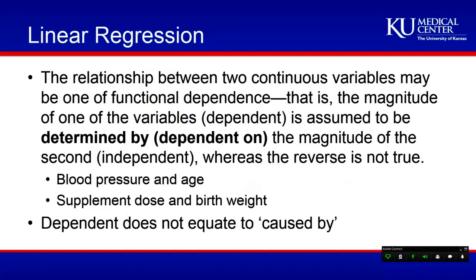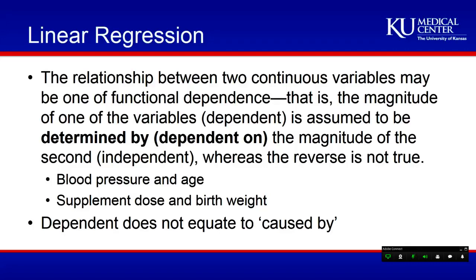So let's take a look at linear regression first, because I think this is the best framework from which we can build on to just think about what regression is trying to do in the first place. If we have two continuous variables, the relationship between those two variables might be one of functional dependence. So there's science behind the link between X and Y. When I say functional dependence, I mean the magnitude of the dependent variable is assumed to be determined by, or dependent on, the value of the independent variable. But the reverse is not true. So Y is Y in your model because it is functionally dependent upon X.